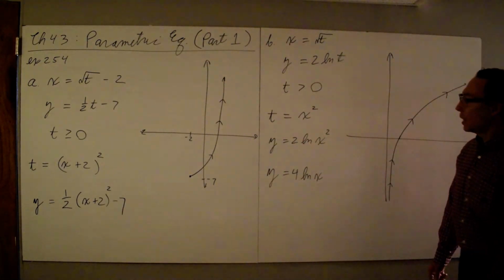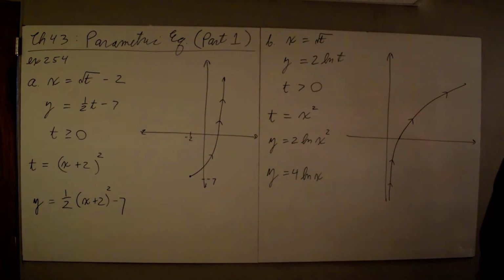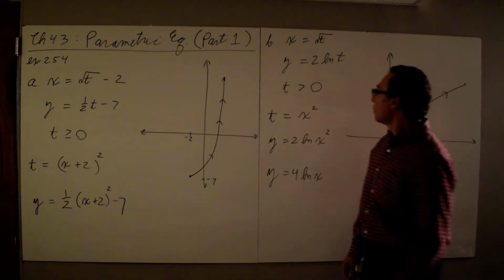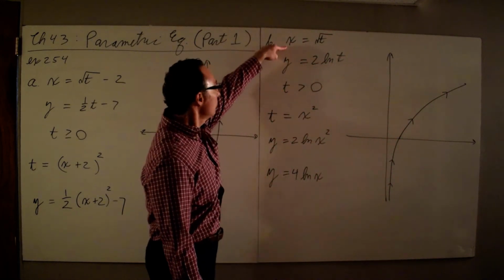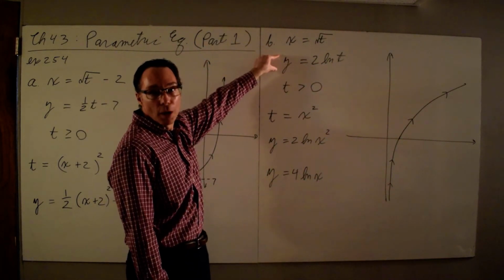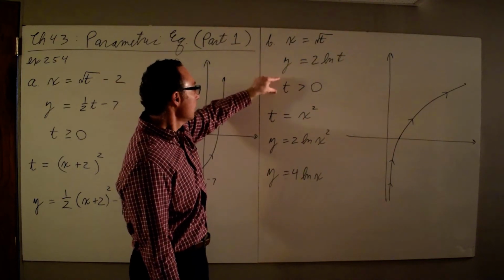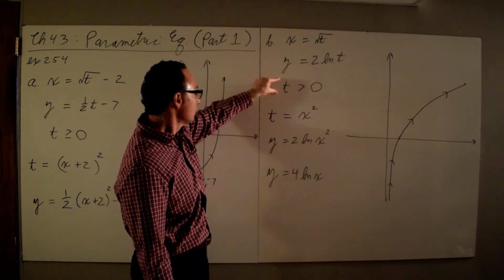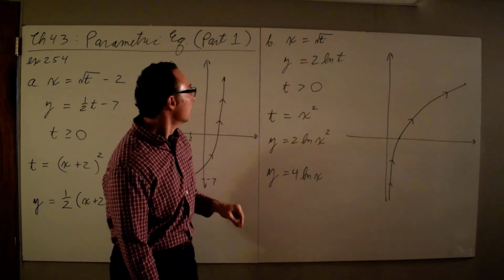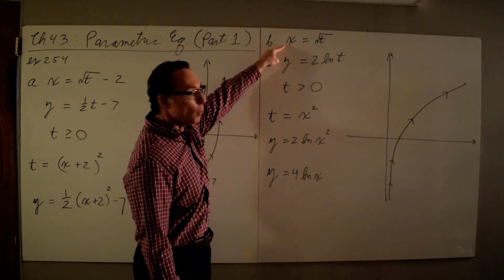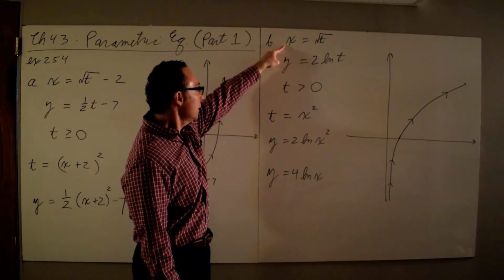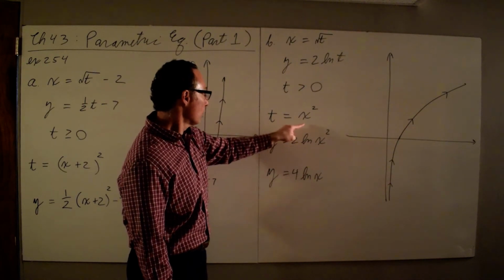For the second example, we do something similar for part B. We have x is the square root of t, y is 2 times natural log of t. t is strictly greater than 0.